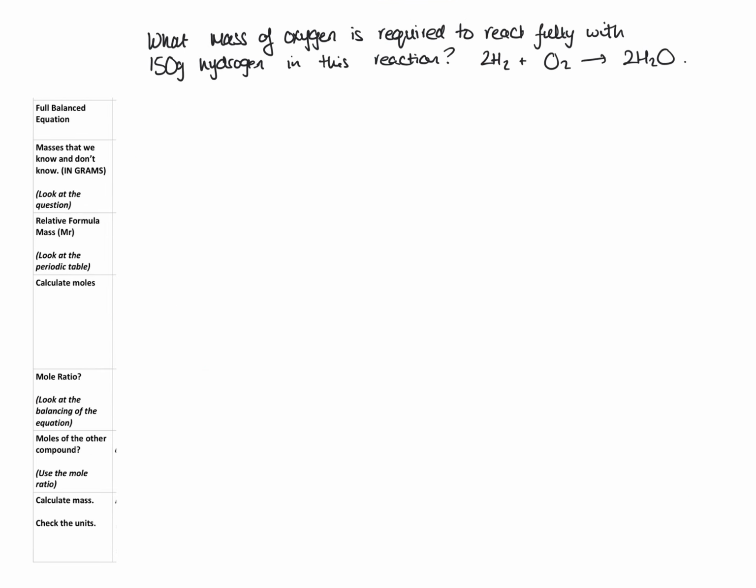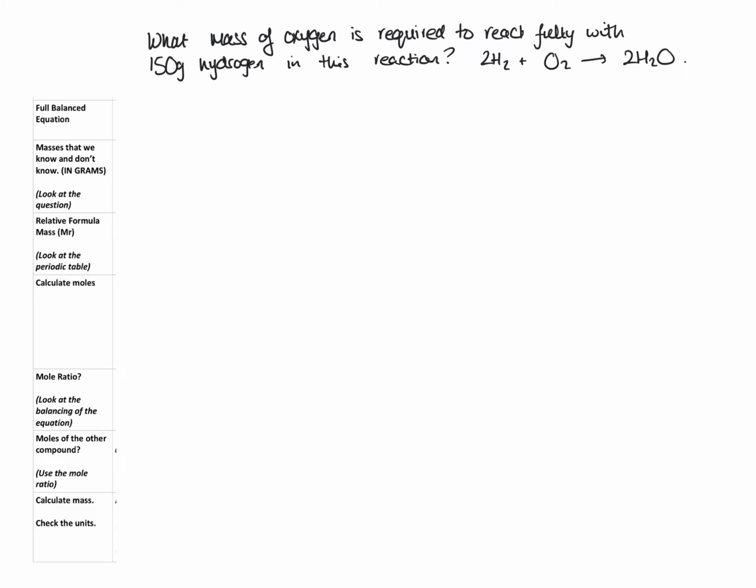Right, okay, well now I'm hoping that you've seen 2 examples that follow the exact same process, the exact same set of steps. So this is going to be my final worked example just to show you that again, it's exactly the same. So the question here is what mass of oxygen is required to fully react with 150 grams of hydrogen in this reaction, and the equation's given for us.